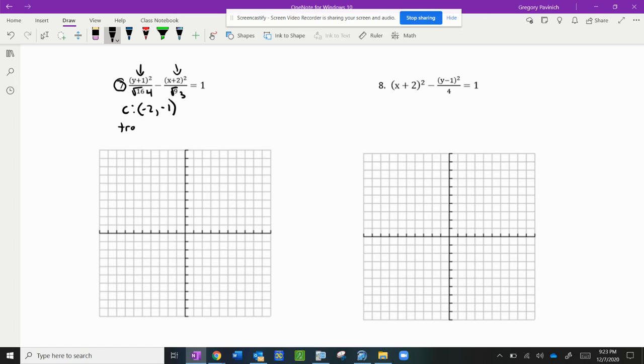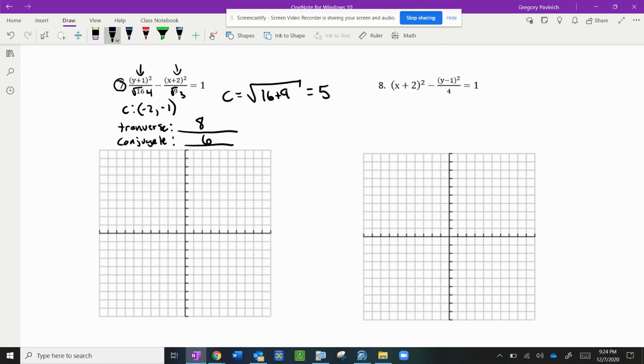My transverse distance is how it opens. It's opening vertically, and I'm traveling up and down 4, so a total of 8 units. And my conjugate's just the other direction, which would be 3 and 3, which is 6. And then my foci distance is 16 plus 9, which is 25, so 5. That's nice.